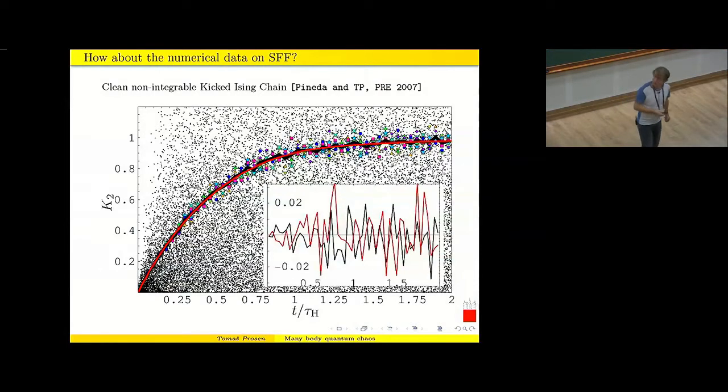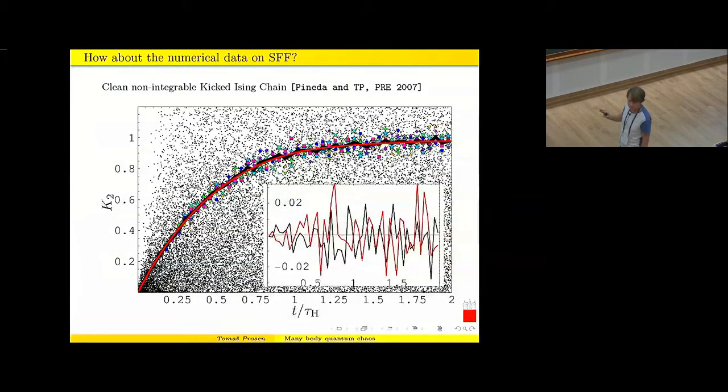Sorry, how big is the window on this scale? The window over which you average? It's 100 points, 100 times. Time is discrete. This is a kick system, so time is measured in number of kicks. I think this is a system of size 18 or so, and because it's clean it has translation invariance, so you separate the momentum blocks. So the Hilbert space is roughly 2 to the 18 over 18. It's still big, up to 10,000. Then you divide in bins of 100, and average over moving time windows.